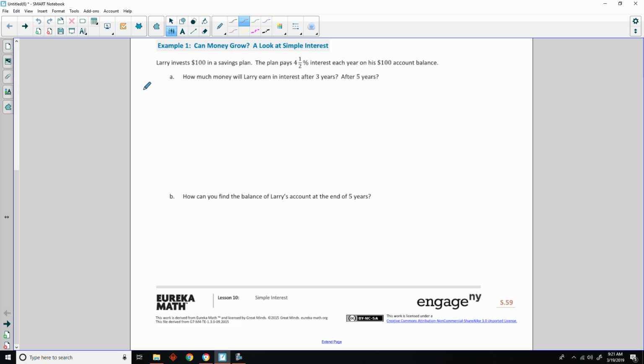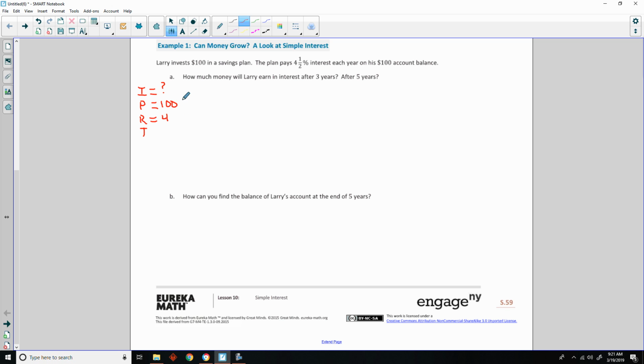So we have I, P, R, and T. Write this every time. And what we are trying to solve for here is I. So that's what we want to know. P is principal. That's what we started with. P is 100.